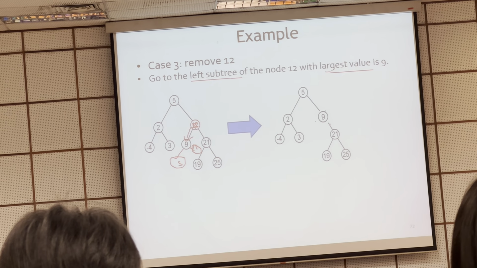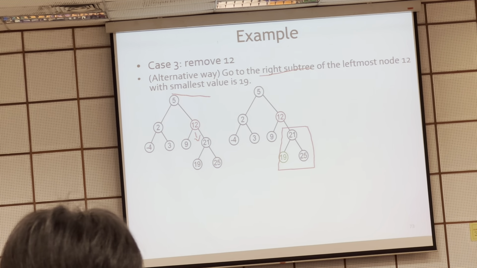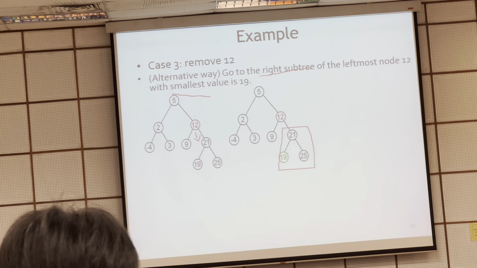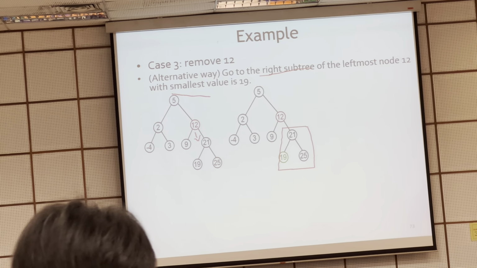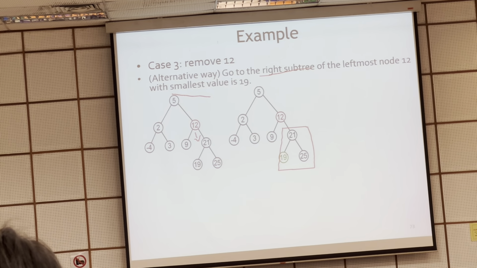Now if you select your right subtree, so if you go this way, we have to select the smallest value. So here in this subtree 21, 25, 19, the smallest value is 19. So take 19 and replace 12 with 19.